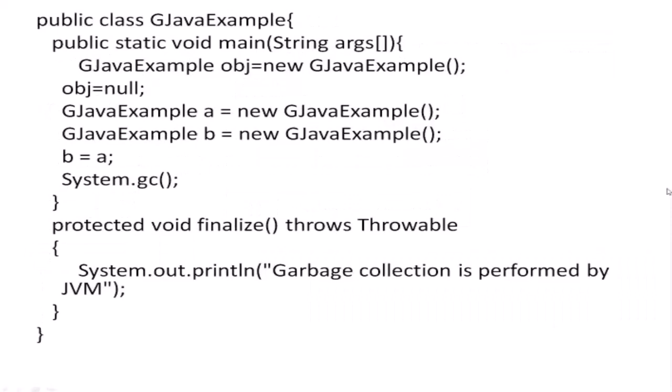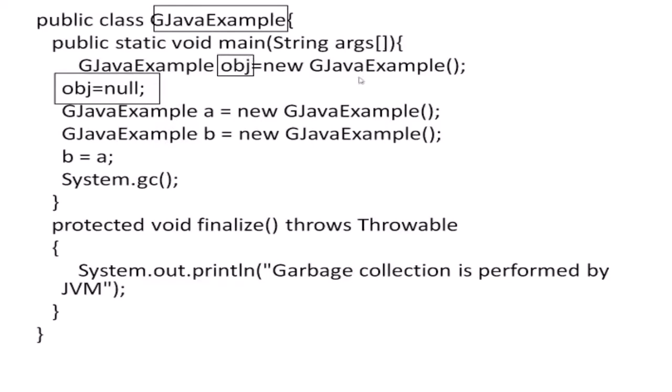Here is another example, assigning one type of object to another type of object. Here we have created an object. JavaExample is a class name. We have created an object equal to new JavaExample. In the first step, we have set the object equal to null, so nullifying the reference of the object.